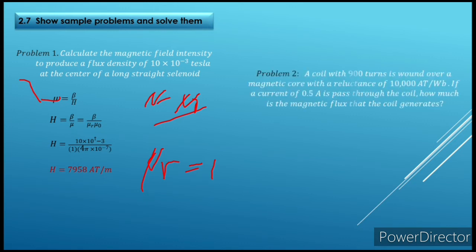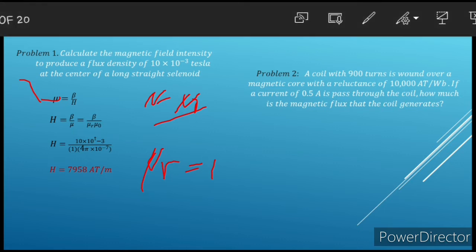And for the next one, we have a coil with 900 turns wound over a magnetic core with a reluctance of 10,000 ampere turn per Weber. If a current of 0.5 ampere is passed through the coil, how much is the magnetic flux that the coil generates? So for this problem, we are given the number of turns, the current in amperes, and the reluctance. And we are looking for the magnetic flux.